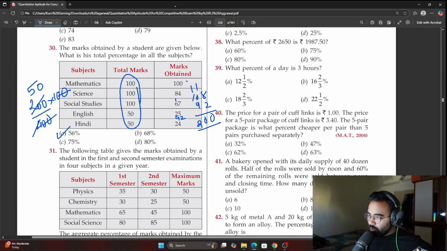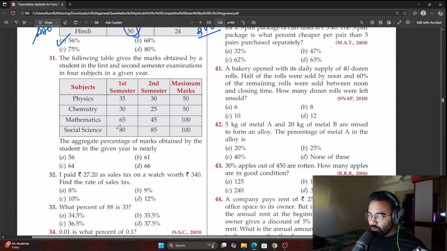8 plus 2, 10. 9 plus 1, 10. 1 plus 1, 2. So 200. 100, 200, 300, 400. So total mark is 400. I think 56% should be the answer. Then we move on to question number 31.